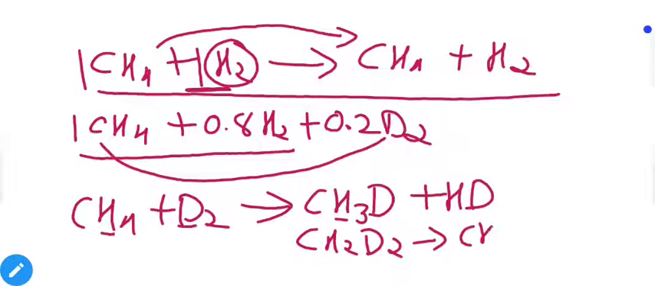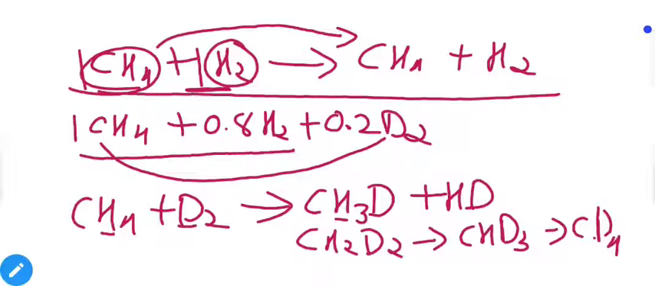Then further, if the reaction proceeds more, CHD3, and later finally we can obtain CD4. Just like CH4, we can get CD4. So that's how we can identify whether the reaction is moving or not, and what the mechanism is, that means which reactant reacts with which other reactant. So to identify the movement, complexity or mechanism of the reaction, we can replace some of the particles with their suitable isotopes, and we can do it with any other particles as well.